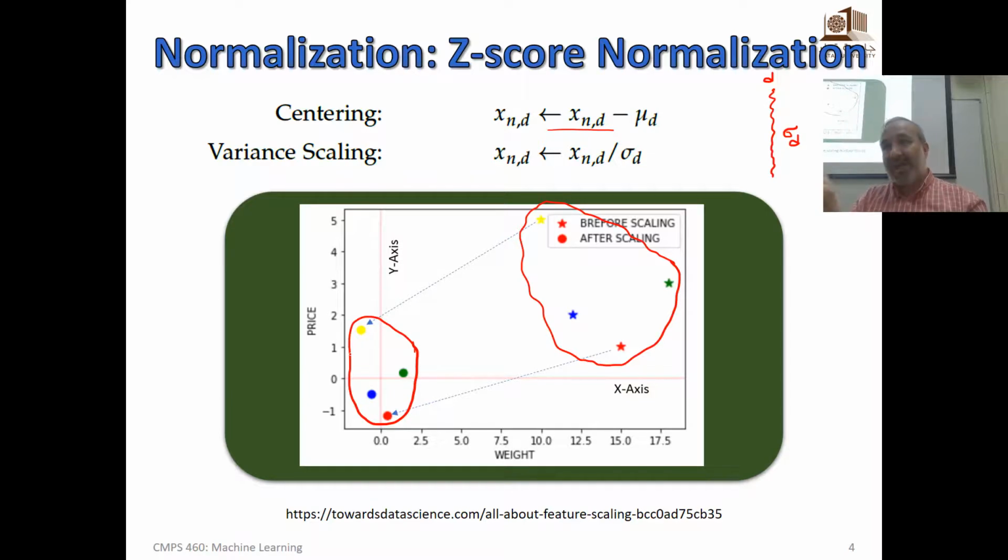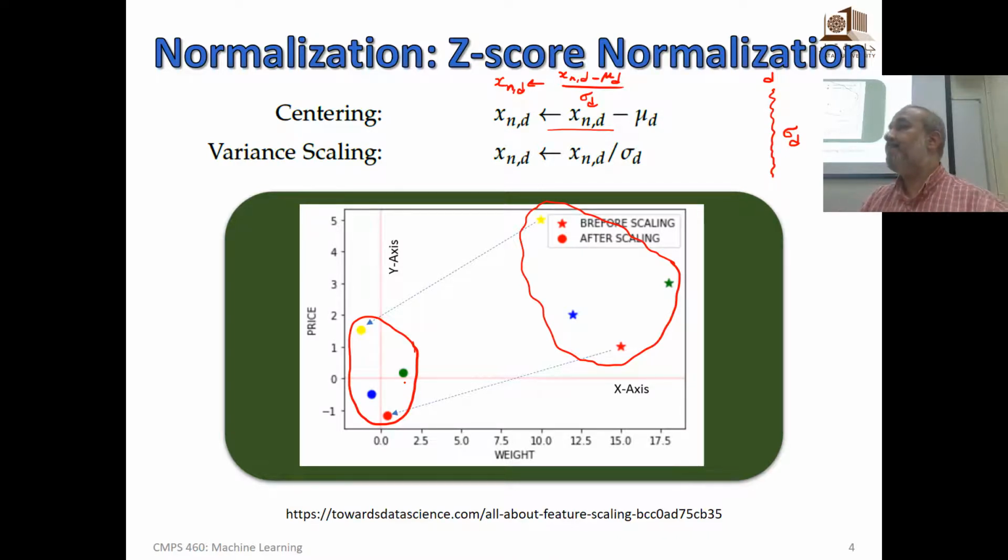When we do both, when we subtract the mean and then divide by the standard deviation, this is called z-score normalization. So here we are doing both in this example, centering and then variance scaling. If you want to write it in one equation, it will be like this: x in d minus the mean, and then divided by the standard deviation. So you see now their variance is much less, and they are centered around the origin. Is that clear? Any question about this?